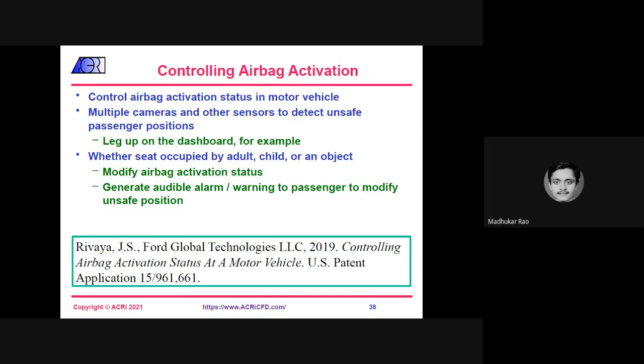So if the airbag deploys in that situation, it can have very unfortunate results. So it can give an audible warning for you to take your leg off the dashboard, and also if you don't listen, it can switch off the airbag deployment. So again, there's a potentially life saving.